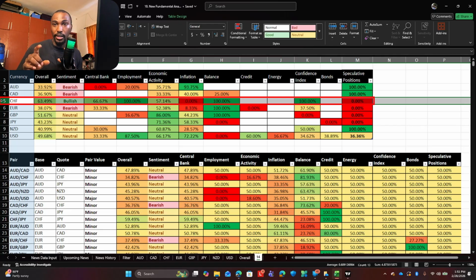Their inflation data, on the other hand, showed a bad move. Bad, very, very bad move. But their balance sheet and their consumer index, these guys are good.